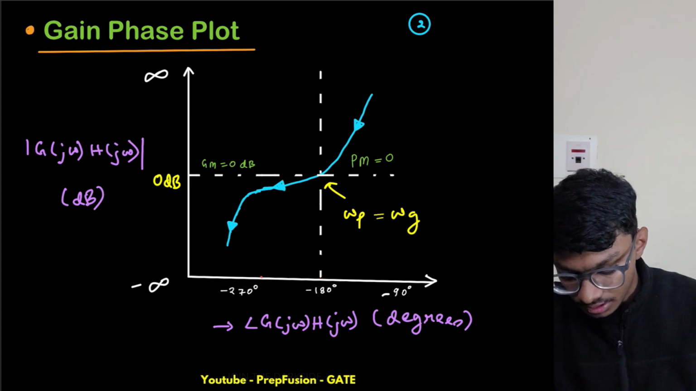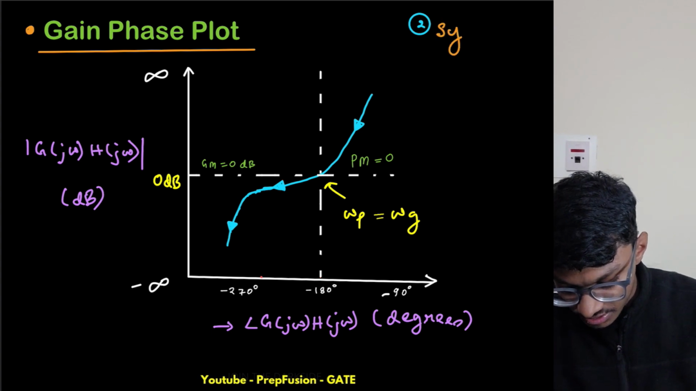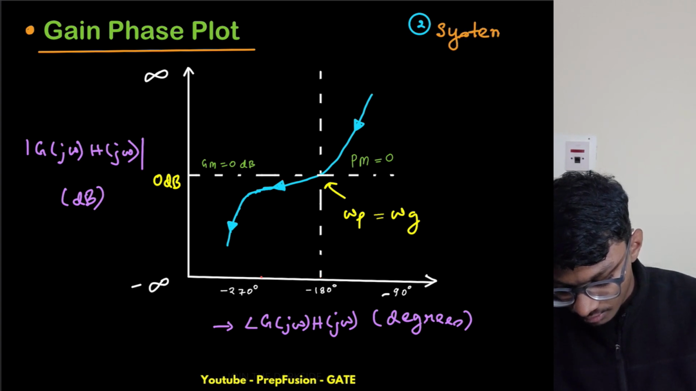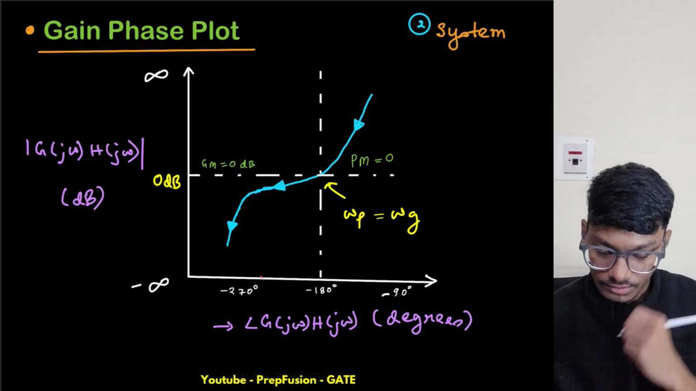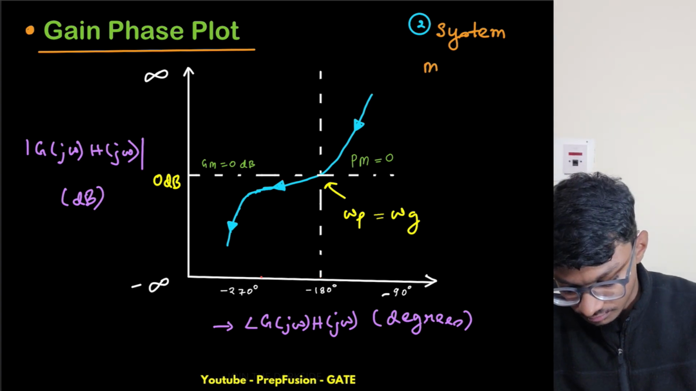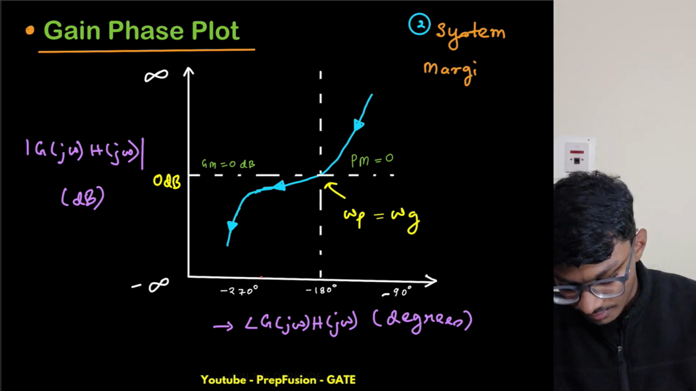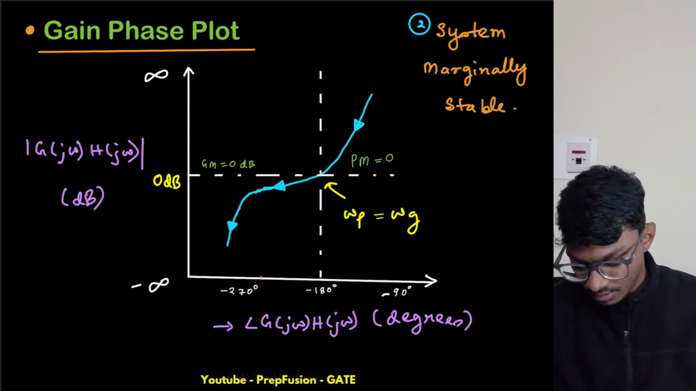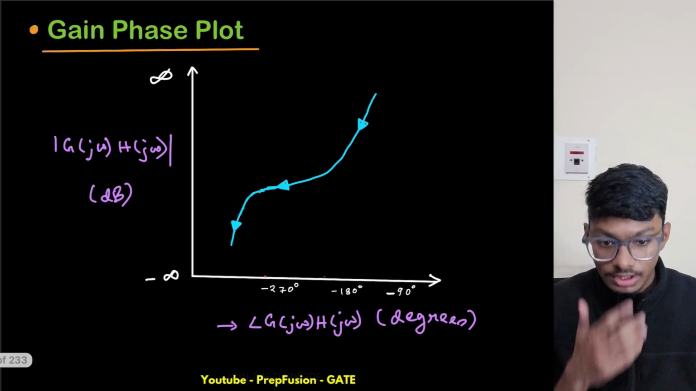From this gain phase plot, I can comment that my system is marginally stable. Margin is stable, so this is what I can comment. So let's go to the third example.